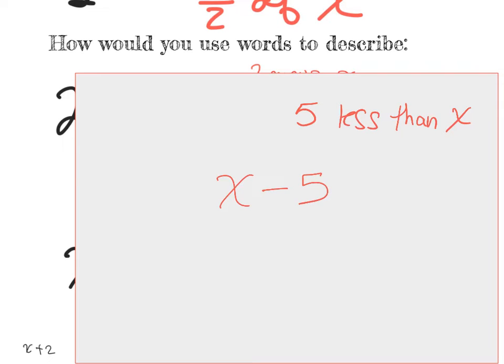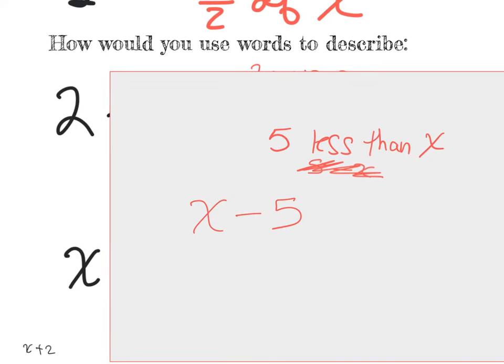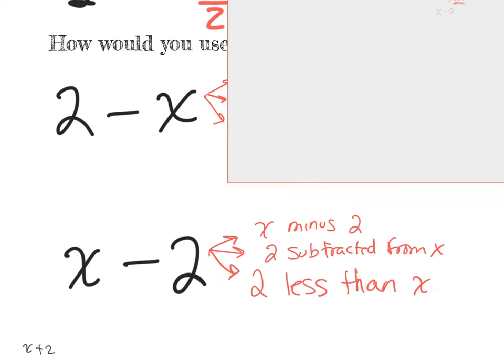The biggest confusion is that most people think 5 less than x means 5 minus x, when in reality it's not. If I say 5 less than something, it means that I'm taking that something and I'm subtracting 5 from it. So less than is trickier, because it's written backwards. Okay, let's look at the next ones.